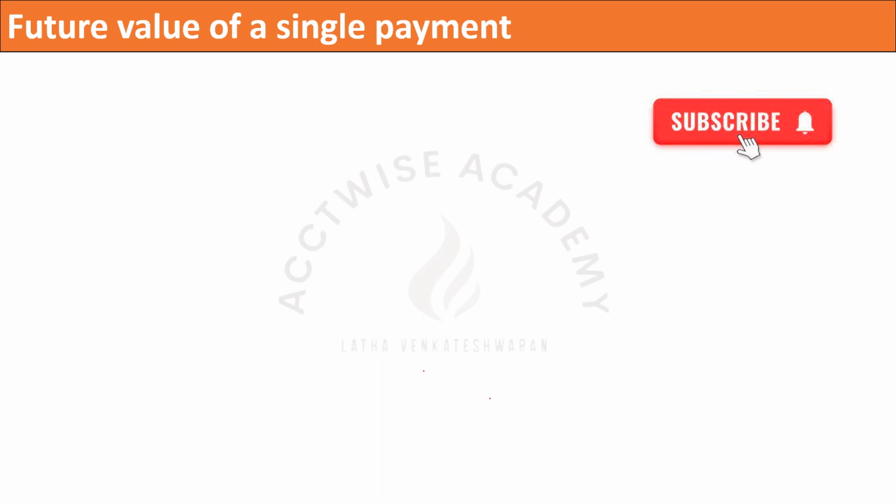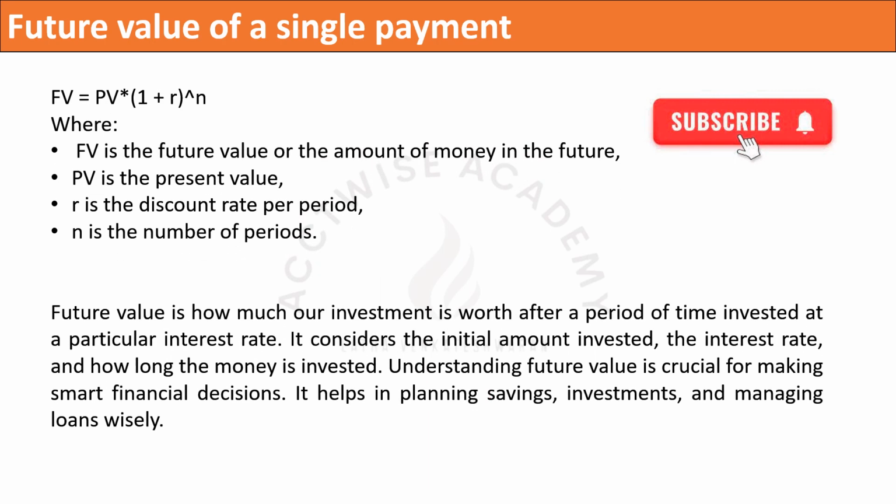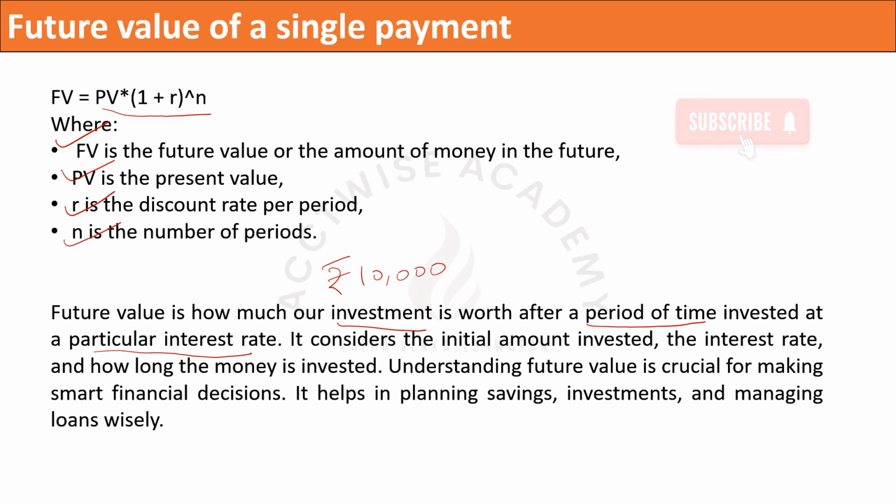The formula for future value is FV equals PV into (1 plus R) power N, where FV is the future value, PV is the present value, R is the discount rate per period, and N is the number of periods. Future value is how much our investment is worth after a period of time invested at a particular interest rate. So let us assume our investment today is 10,000, for a period of 4 years, at a particular interest rate of 5%.